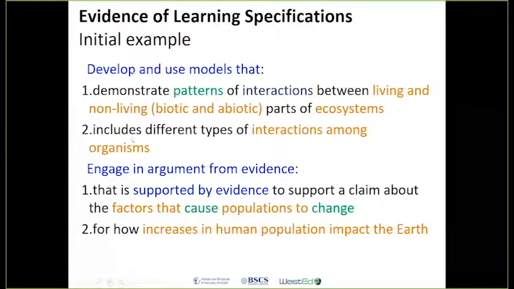So here's our first set of evidence of learning specifications, and here's an example for the other standard. Engage in argument from evidence that is supported by evidence to support a claim about the factors that cause populations to change, and engage in argument from evidence for how increases in human population impact the Earth. Can these be rewritten to be more specific? Absolutely, but it's a good starting point.